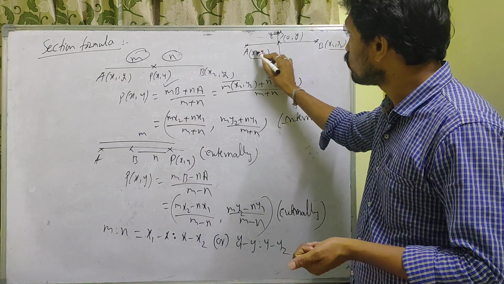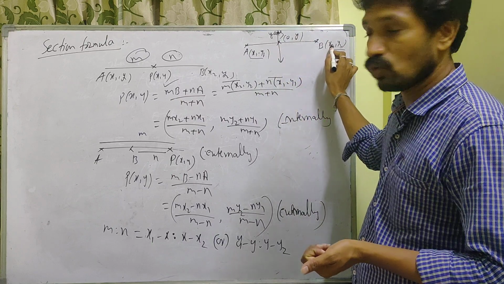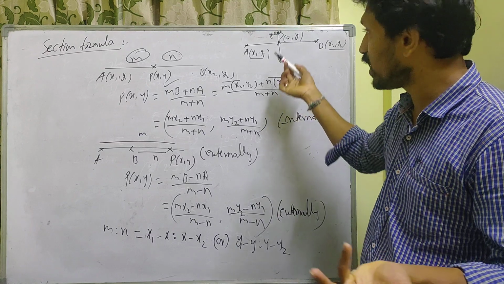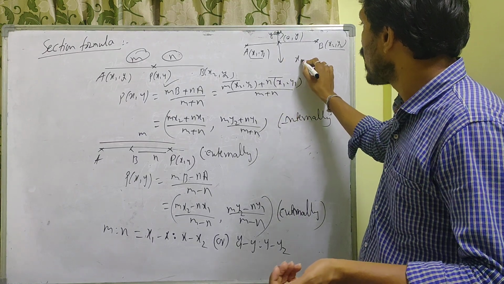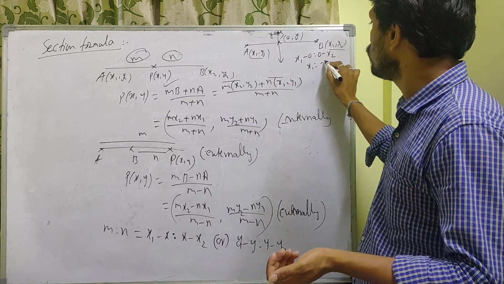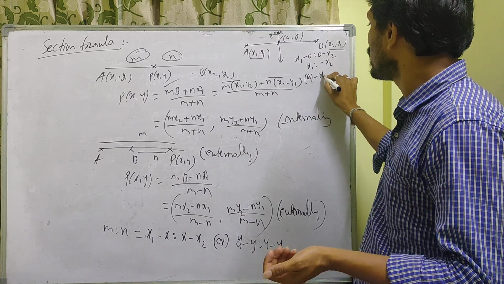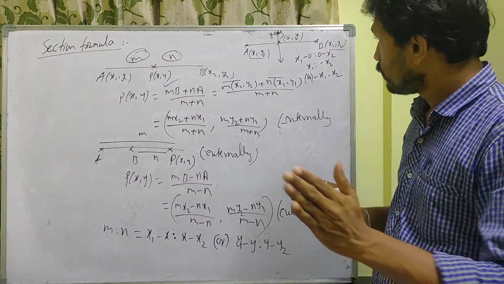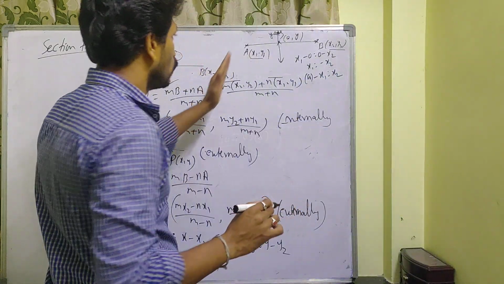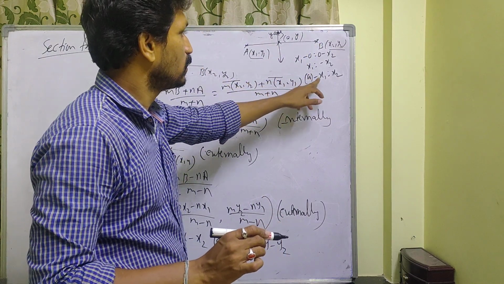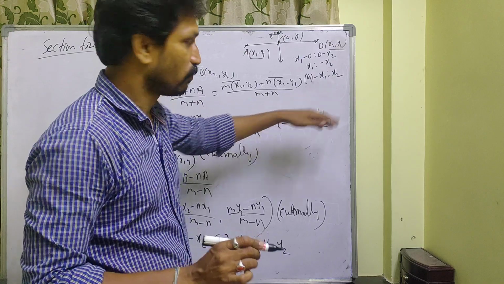But if you use x1 minus x is to x minus x2, because x is 0, it is very comfortable to find the ratio. So what is the formula? x1 minus 0 is to 0 minus x2. That means x1 is to minus x2, or minus x1 is to x2. So the ratio in which the y-axis divides AB is minus x1 is to x2.